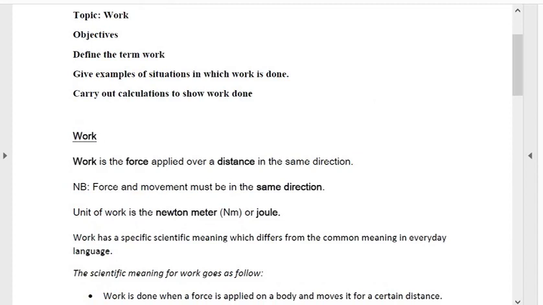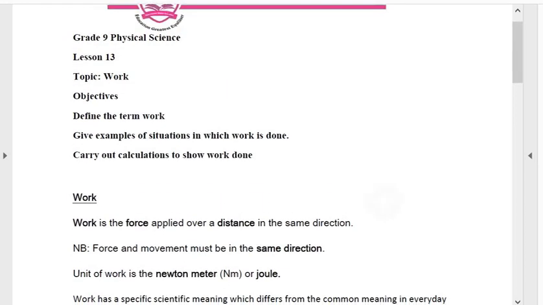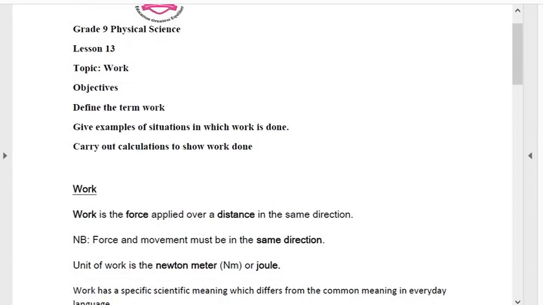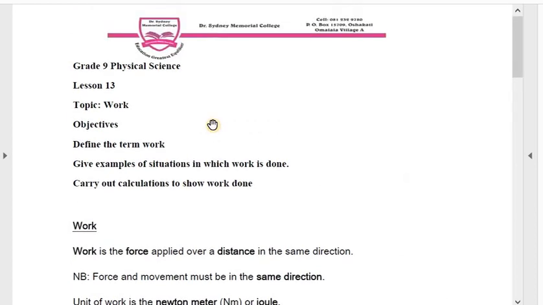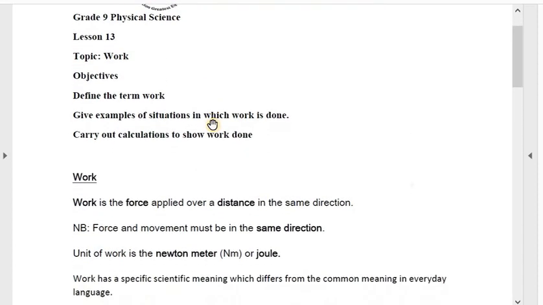So the main thing that we want to do is to be able to actually say that work is done in such situations, because there is a confusion between the work that we think we do in our daily lives as opposed to the work that we actually do in the physics sense, right? In the sense of physics, what exactly is work done? So just look at the objectives and get ready for the lesson.